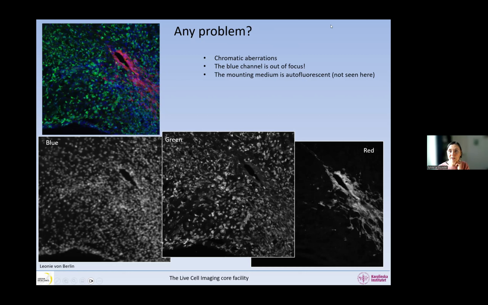In this sample, the mounting medium was also autofluorescent. You cannot see it here. But yes, so please put your sample on the cover slip, not on the slide, and show each channel separately in black and white. This is the best way to display images.